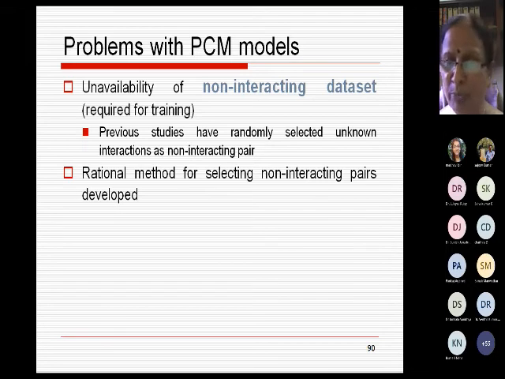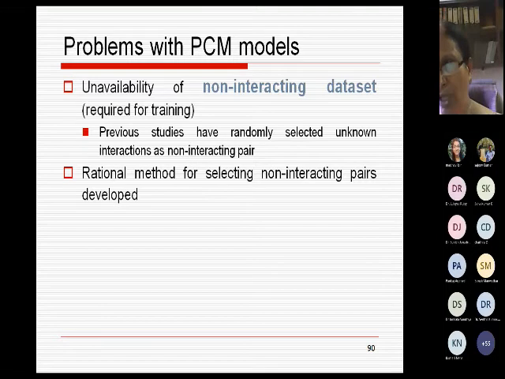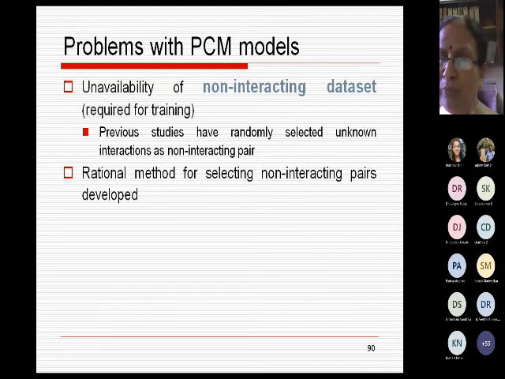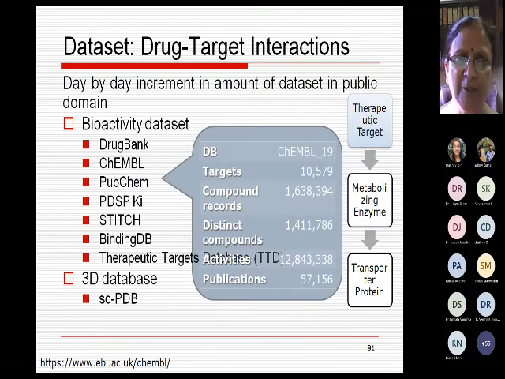Anything which has not been reported cannot be considered non-interacting. It may simply not have been tested, and it may happen that they do have interactions between the drug and the target. So blindly we cannot use it. So we devised a strategy to create the decoy set for the non-interacting pairs.